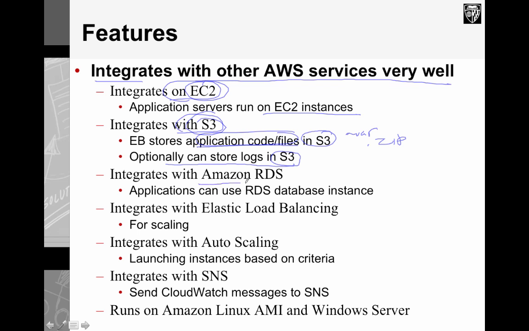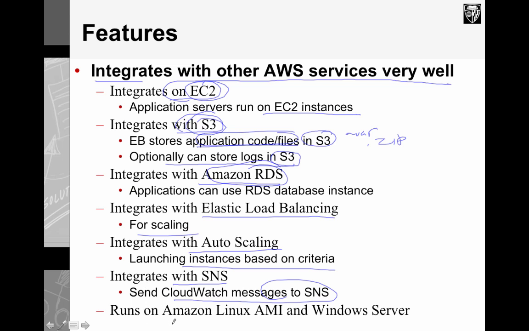It also integrates with Amazon RDS. When you launch your Elastic Beanstalk environment, you can actually launch RDS, which is the relational database. We're not going to do that in this module. We're going to do that in the next module. But the point I'm trying to make is you can launch database instances if you want, right from Elastic Beanstalk. It also integrates with Elastic Load Balancing, which is your ELB, which is used for scaling. It integrates with auto scaling, where you can launch instances or shut down instances based upon certain criteria. It integrates with SNS, CloudWatch, so that it can send messages whenever certain criteria kick in.